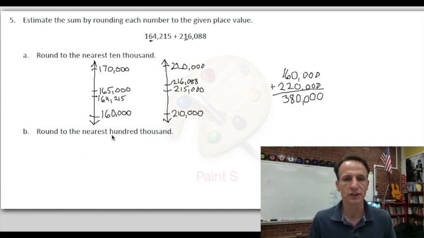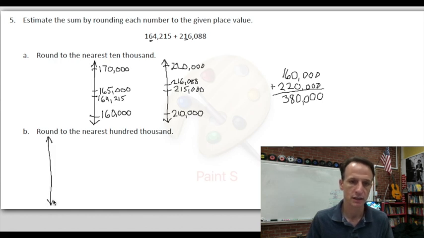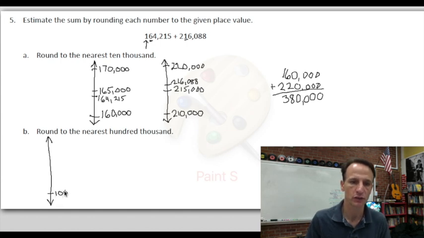All right, round to the nearest 100,000 with these same numbers. Okay, great. Let's do that. So we'll make a vertical number line. We'll look at the 100,000s place now. Draw a little arrow there. So in the 100,000s place, we have a 1. So what's the 100,000 before this? That's right, our lower point is 100,000. And what's 100,000 more?